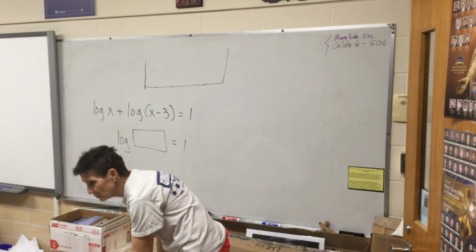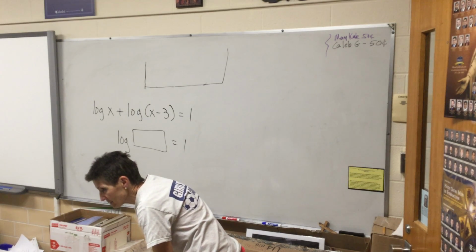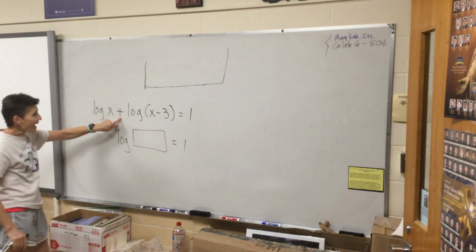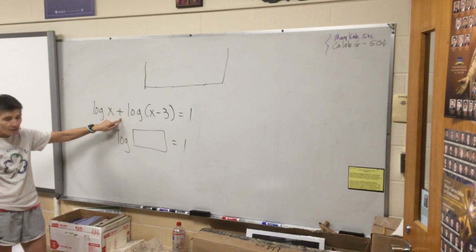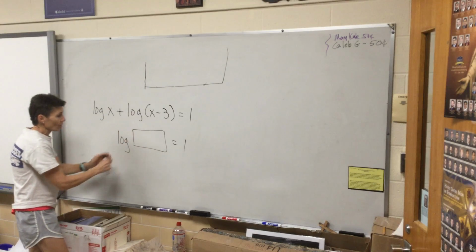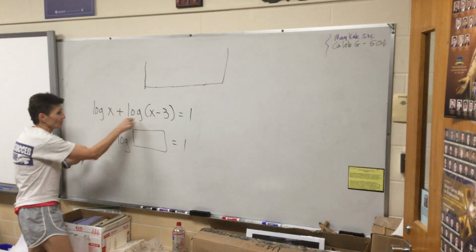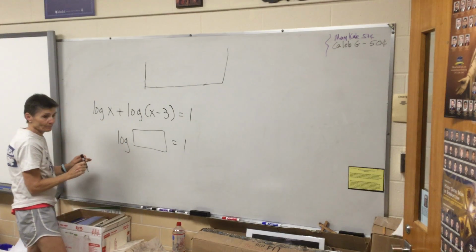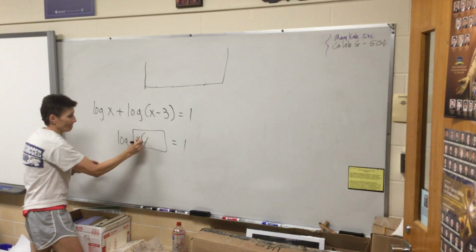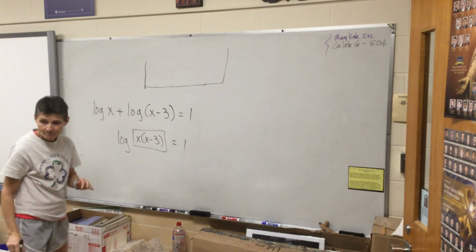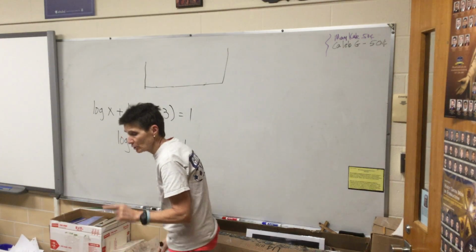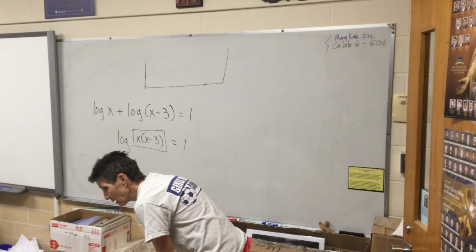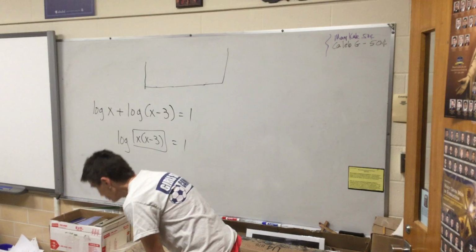You know how to do this. We did it before Christmas. If you have logarithms that are added together, you can make one logarithm by doing what with the x and the x minus 3? What do I need to do to them? Multiply them. Kids, you guys got to go back and look at those properties. You need to know them, and we don't have time to go back through that whole lesson again. Go back and look it over.